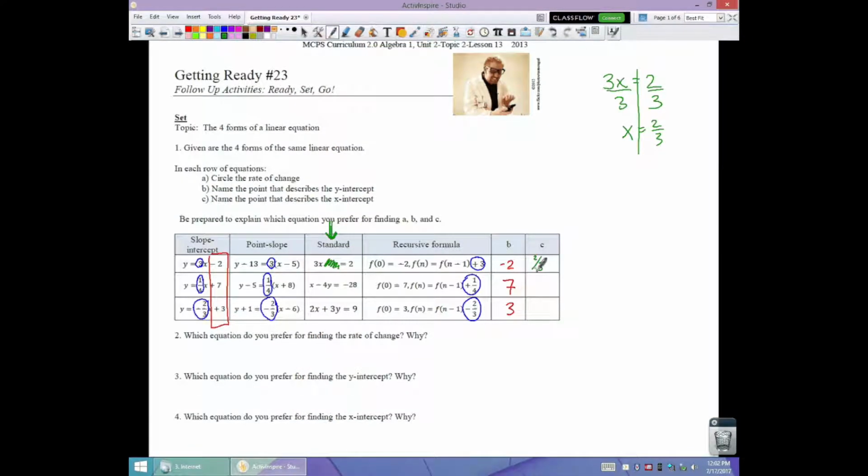In the next one, when I substitute 0 for my y value, the whole minus 4y term is gone. Therefore, I'm left with just x equals negative 28. That's my x-intercept, negative 28. When I do the same thing in the third row there, 2x equals 9. So I'm left with 2x equals 9. I divide both sides by 2. X is equal to 9/2 or 4.5.